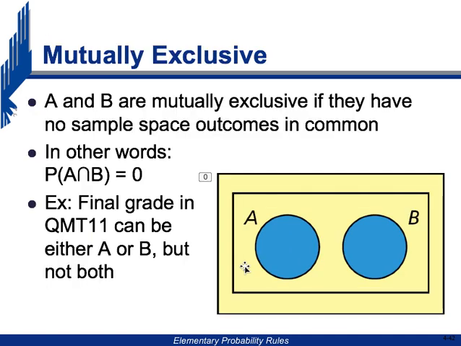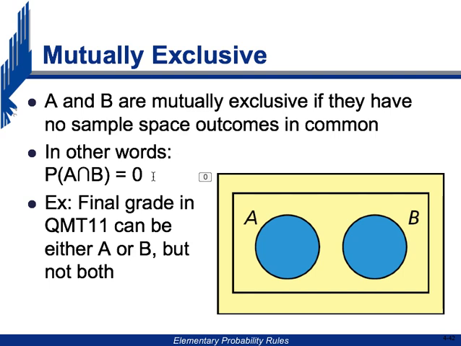Now we also have this concept called mutual exclusivity, or events that are mutually exclusive. Events are said to be mutually exclusive if they have no sample space outcomes in common. In other words, these two events cannot intersect, or they don't happen at the same time. There is no outcome in the entire sample space that is part of both events A and B.